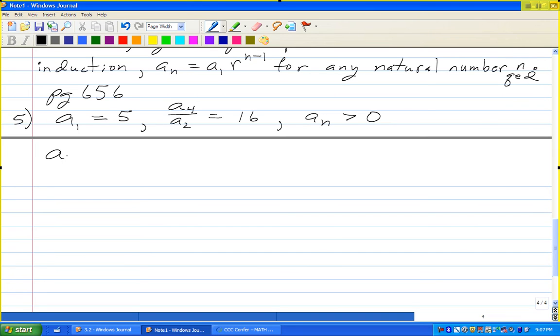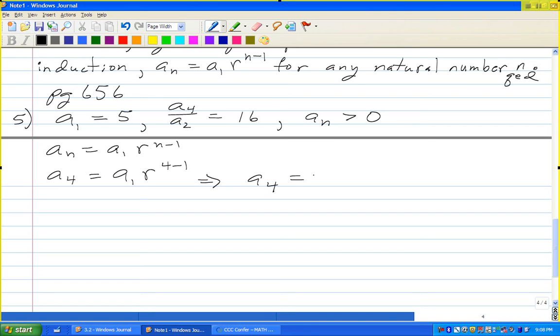Okay. So by the formula for the general term of a geometric sequence, I have a sub n is a1 r to the n minus 1. And so a sub 4 is a1 r to the 4 minus 1.